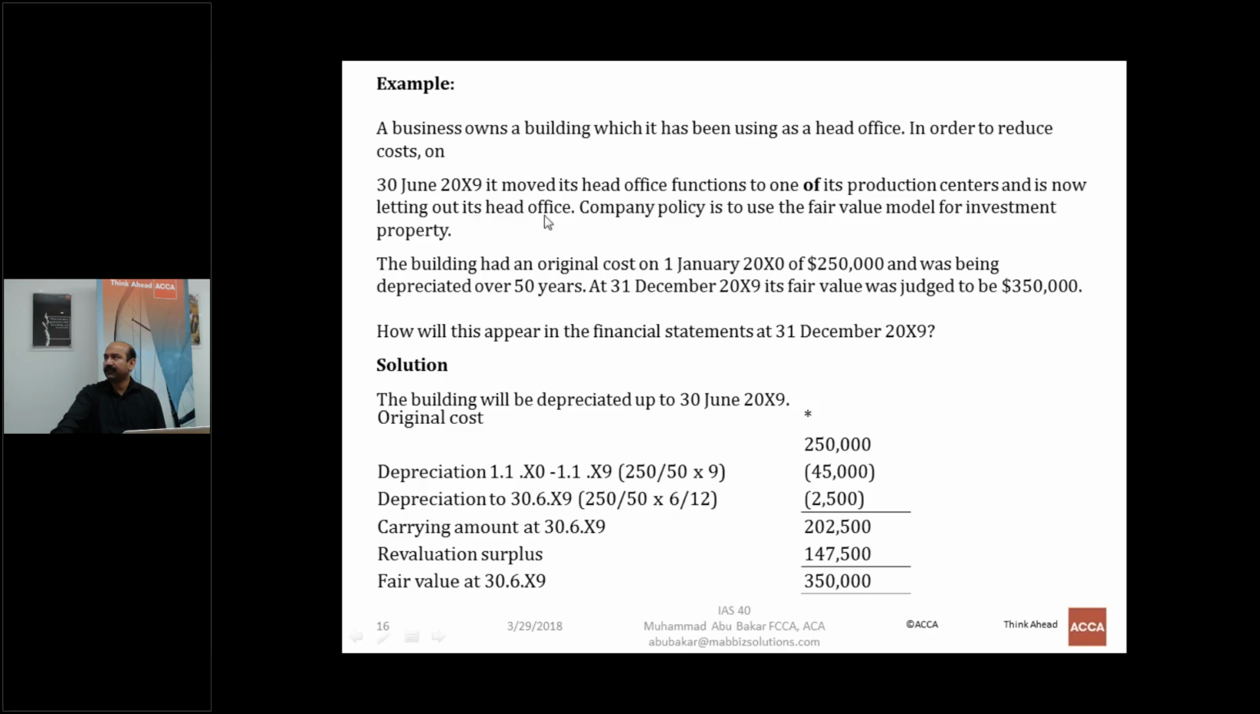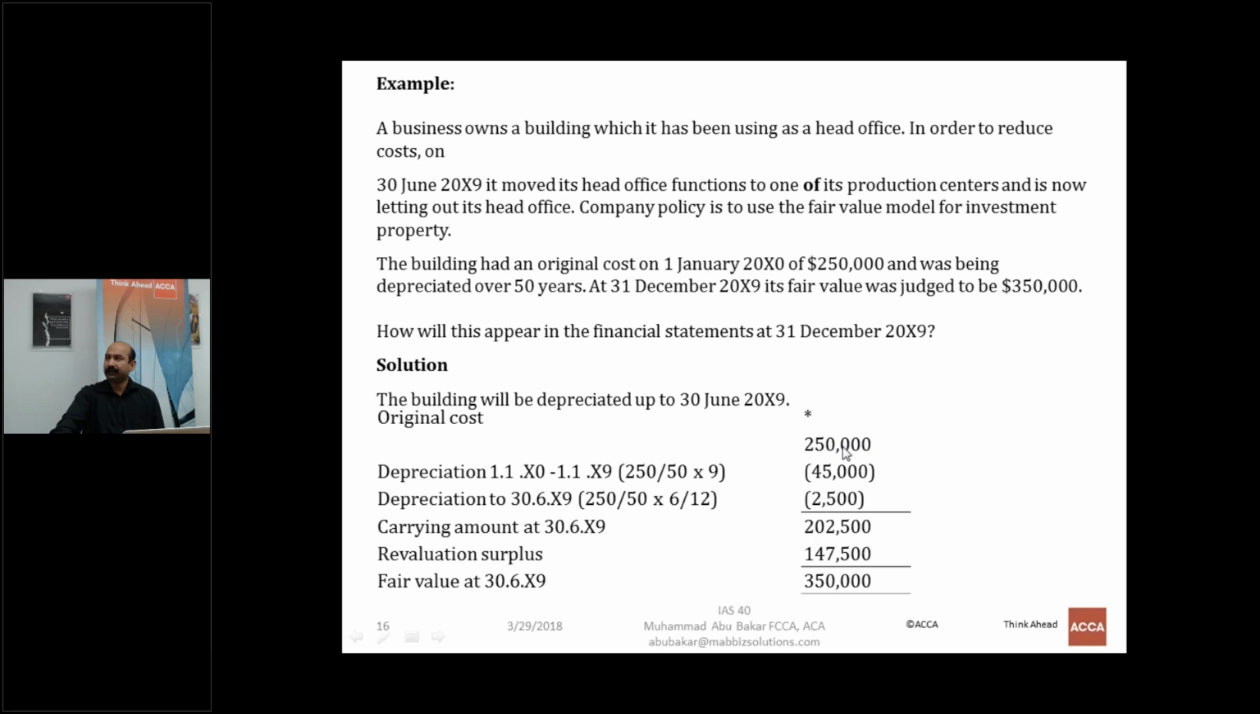Letting out its head office. So on 30th June 2009, there is a change in its use. So first of all, what we will do, we shall calculate the carrying value of this asset on the date of change. Like this is the cost, and we shall calculate the accumulated depreciation till 30th June 2009.